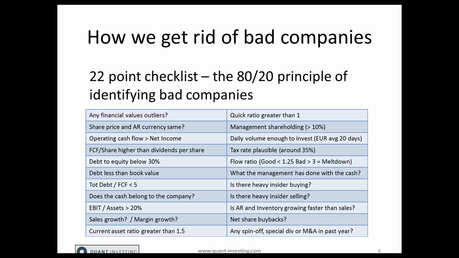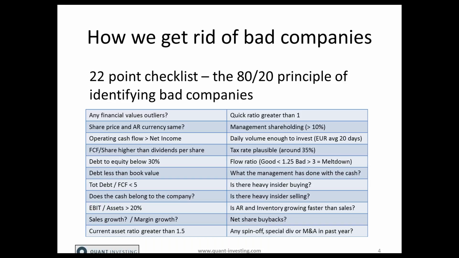The next item is, is the free cash flow per share higher than dividends per share? If this is not the case, then it means that the company is paying dividends not out of profits, but either out of accumulated cash or it's taking on debt to pay out dividends. In either case, it's not a good sign because it means that the dividend is not sustainable. So that's something you want to have a look at.